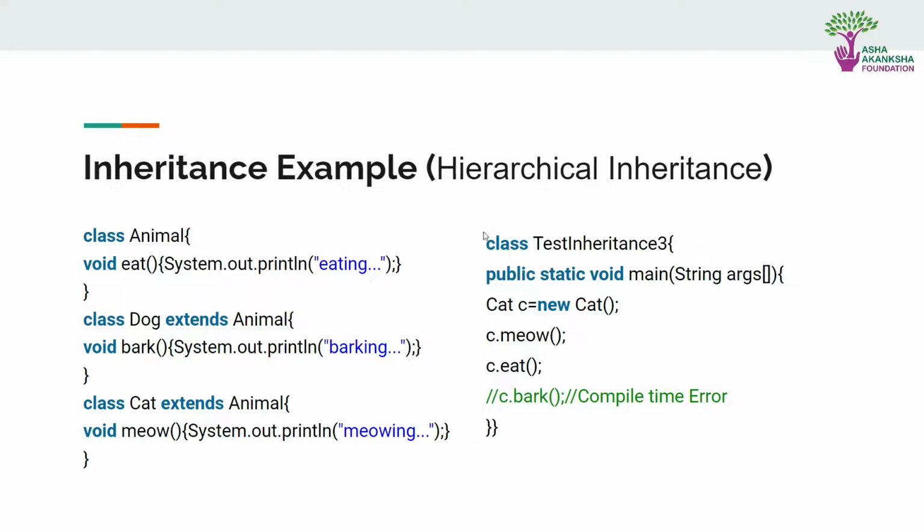So in this example, when we create an object of class cat and we try to do c.bark, which is a function of dog, then it will show a compile time error because cat and dog are classes that do not have any relationship between them. Cat can only access functions within cat itself and what it is inheriting from, so from animal, which is eat. So these were the three types of inheritance.